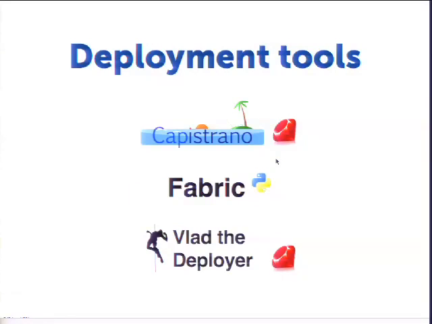Three popular frameworks. Capistrano is probably the most popular. Fabric in the Python community, lots of Django people use that. Pantheon actually uses that. Vlad the Deployer is another Ruby one. Is anybody here using any of these three? Okay, some, very few. All Capistrano, anybody not Capistrano? Okay.